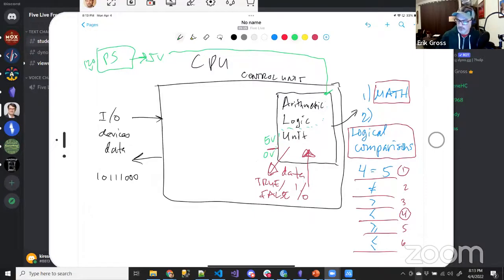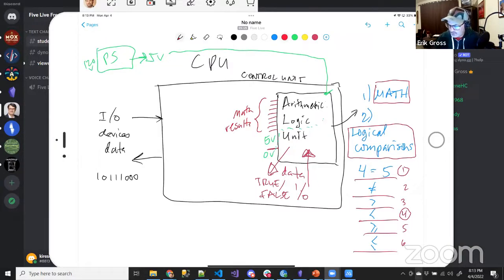There are also a bunch of wires coming out. Let's say there's 8 of them. 1, 2, 3, 4, 5, 6, 7, and 8. This is where, let me use red, your math answers or results would come out.